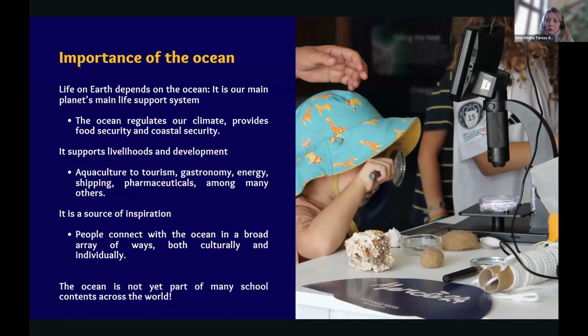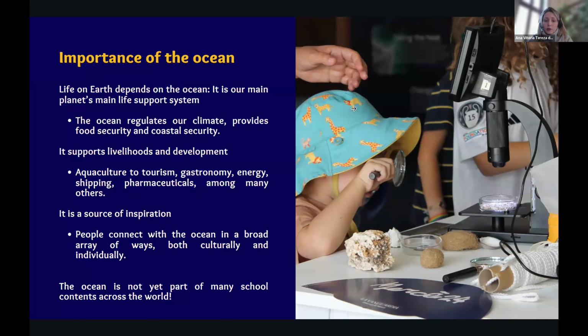Not only the scientific perspective, which is highly important, but also the other ways in which we connect emotionally with this place. And despite this huge importance of the ocean and the many different places in which the ocean is present in our lives, the ocean is not yet part of many school contents across the world. So we as UNESCO, we are also working in parallel on that.